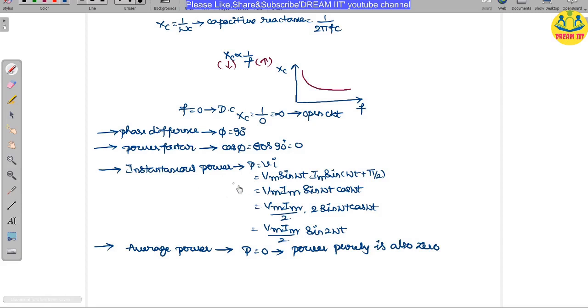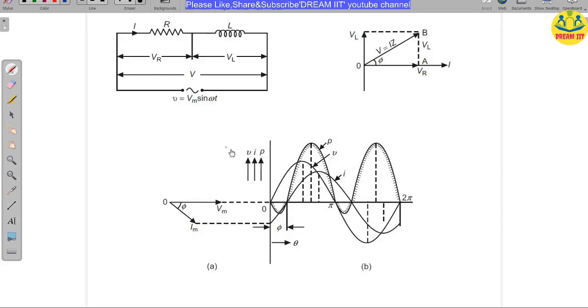So that's all for today's class. In the next class we will see the series RL circuit, series RC circuit, and series RLC circuit. We will see the series circuits of different elements.